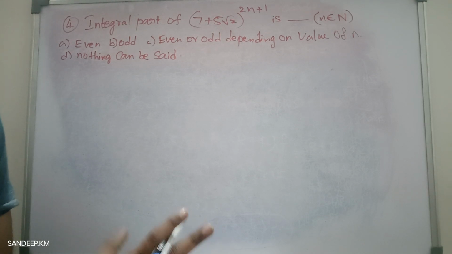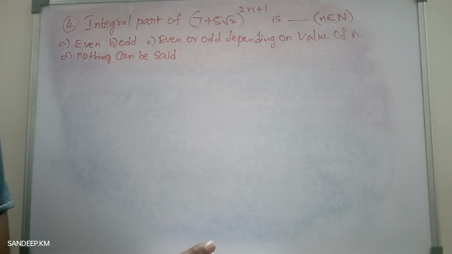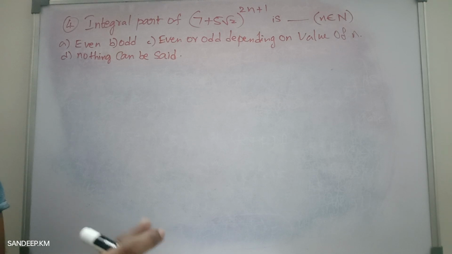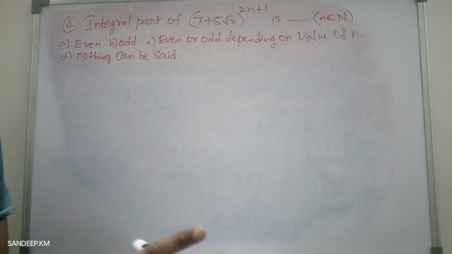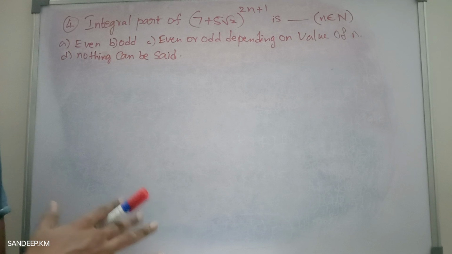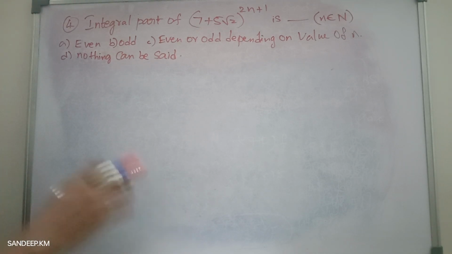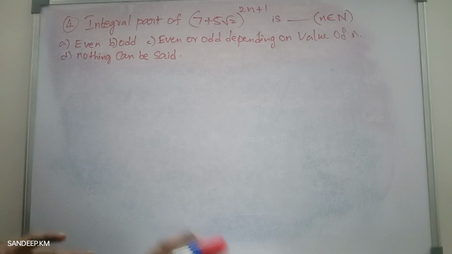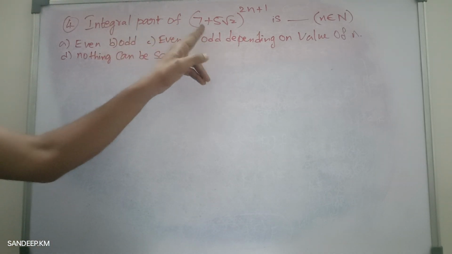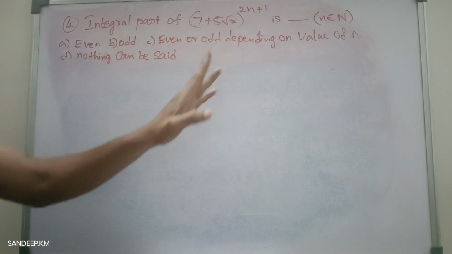So already in the previous video we have seen how to find the integral part for a given binomial expansion, and we have discussed two examples in the previous video. So this is a continuation of the same concept, same topic. So here is our fourth question. They told us to find the integral part of (7 + 5√2)^(2n+1).